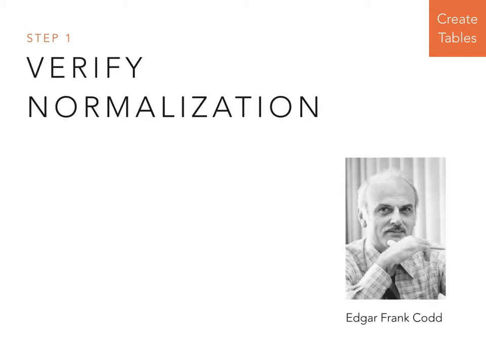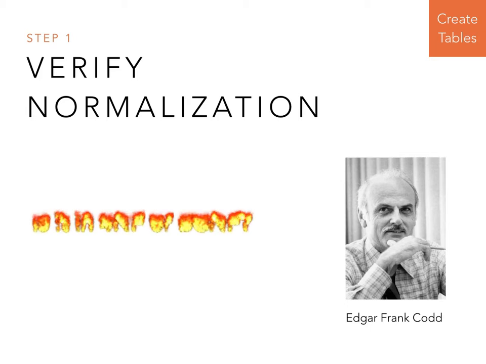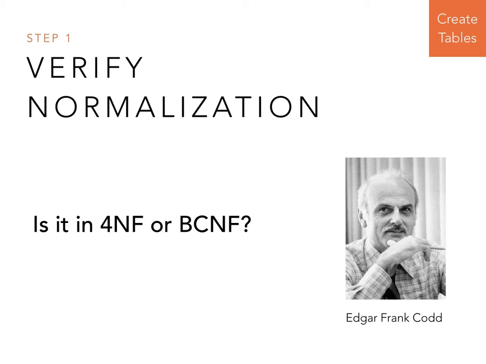And the last piece of this first step is to verify normalization. Hopefully the data modeler did their job well and did pick out all the pieces, the different entities, and structured the data well. And in that case, you'd hope that your database would be normalized. If it's not, then you need to make it normal, right? So is it in 4NF, fourth normal form, or BCNF? And if not, make it so. And this is a picture of Codd, Dr.